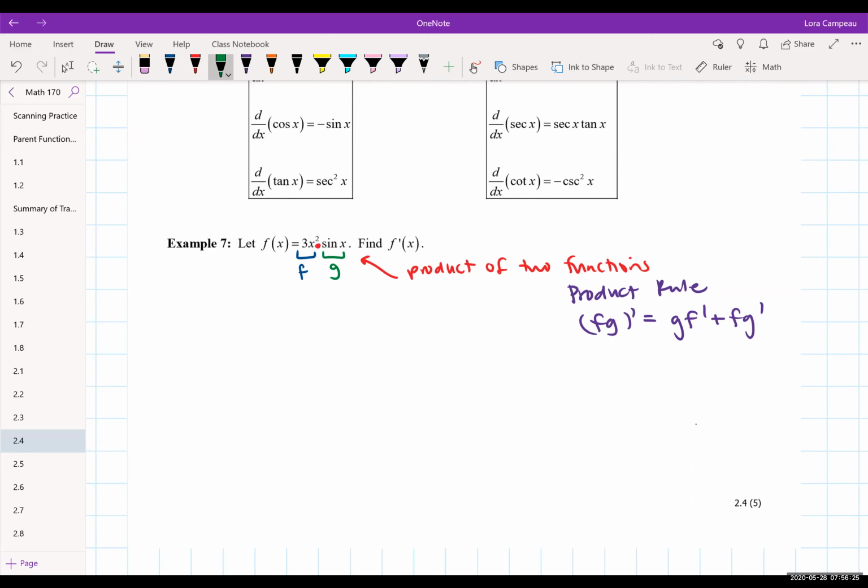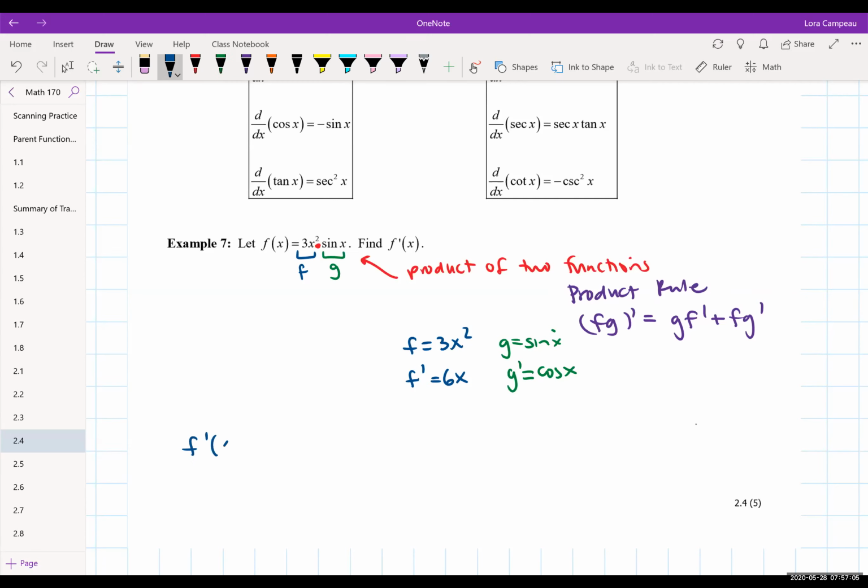And it would also be nice, off to the side, to organize scratch work so we don't mess up. We have f, we have g, and we calculate their corresponding derivatives. So f prime, that's one of those power functions. The derivative is 2 times 3, 6x. And the derivative of sine x is going to be cosine x.